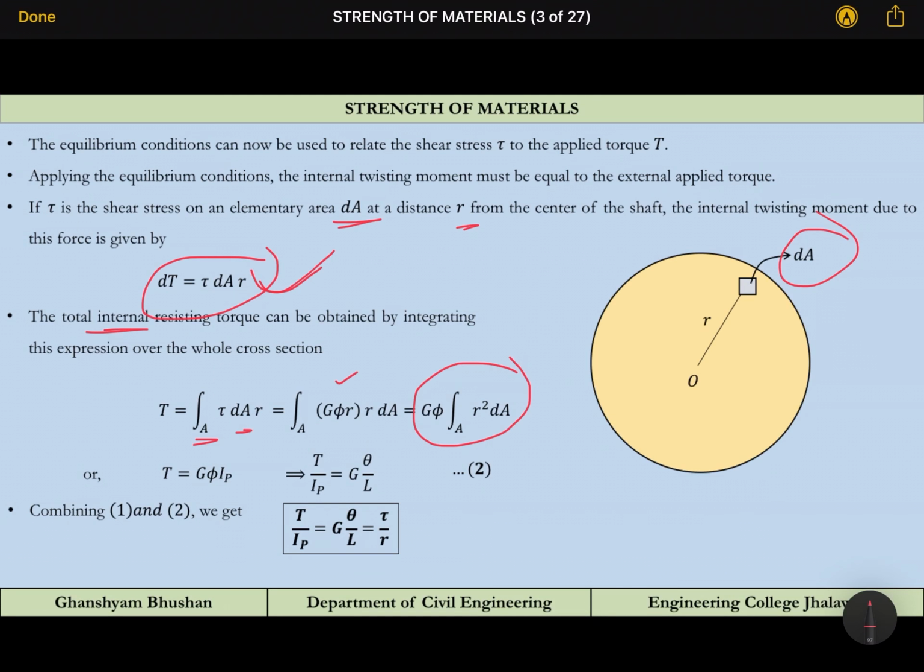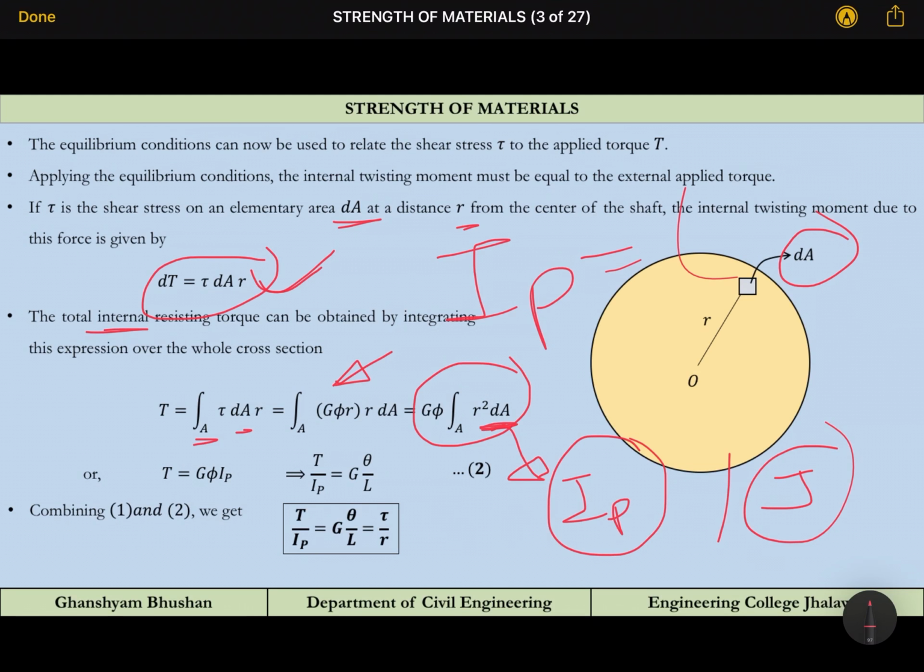Here we have replaced the value of tau in terms of r, and finally we have G into phi integral r square dA. So what is this r square dA? We already know this, it is Ip, or sometimes shown as J. This is the polar moment of inertia. Till now, in the bending equation it was the second moment of inertia. Now this is the polar moment of inertia. In the mechanics subject we have already seen this in detail.